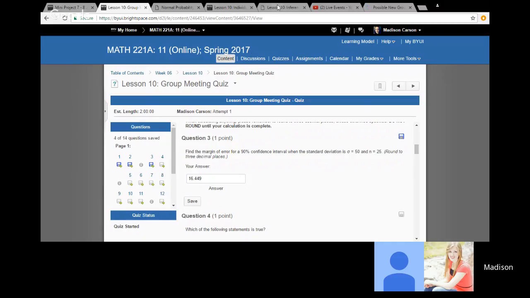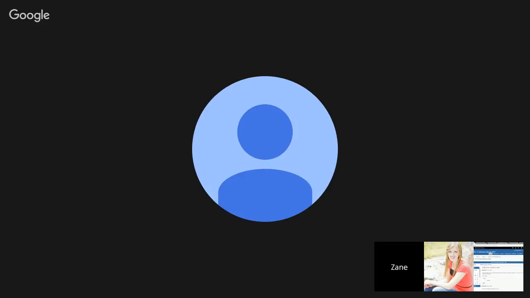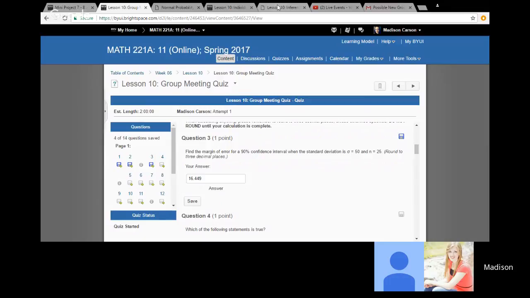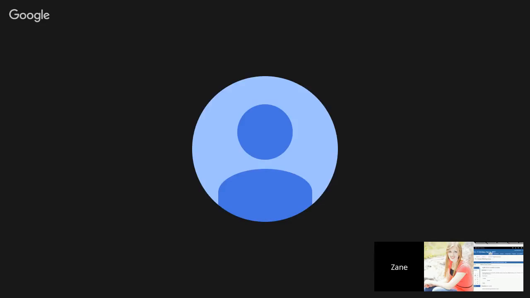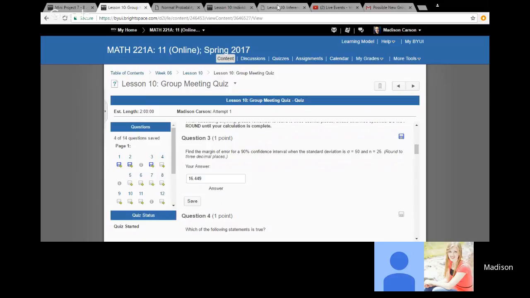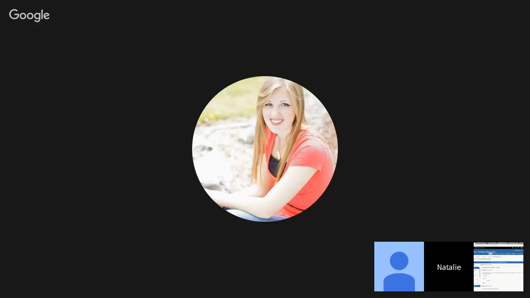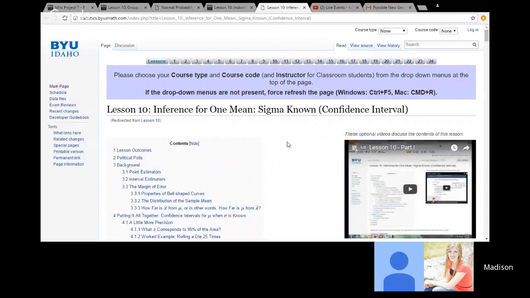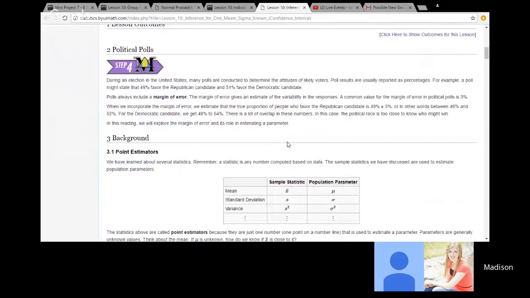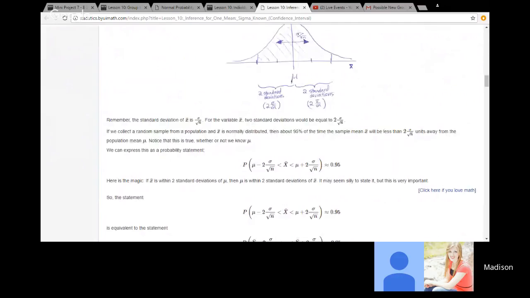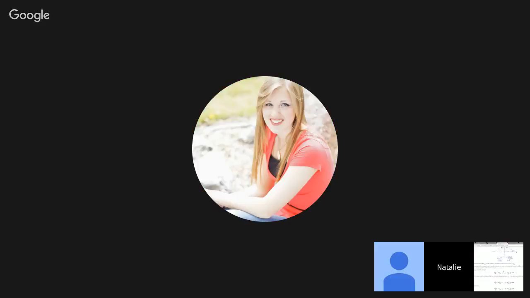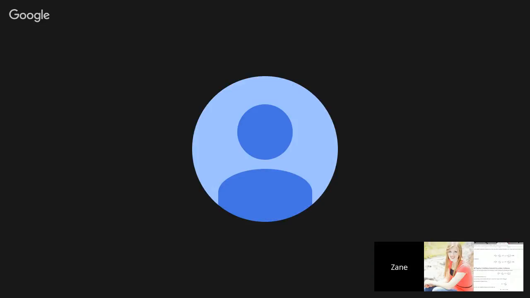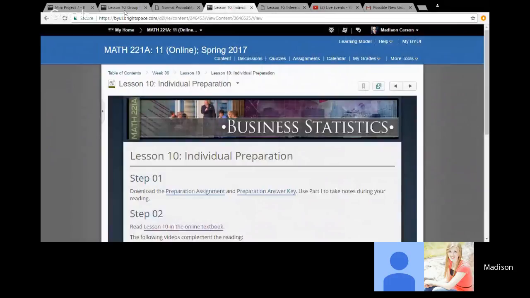Okay, so in number 3, find the margin of error for a 90% confidence interval when the standard deviation is 50 and n equals 25. Round to 3 decimal places. And so I was wondering, did you guys look at this already? I got 16.45, so let me know what you guys got. That's what I've got, 16.449.